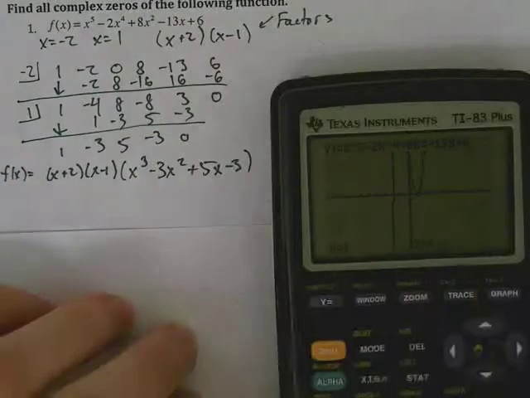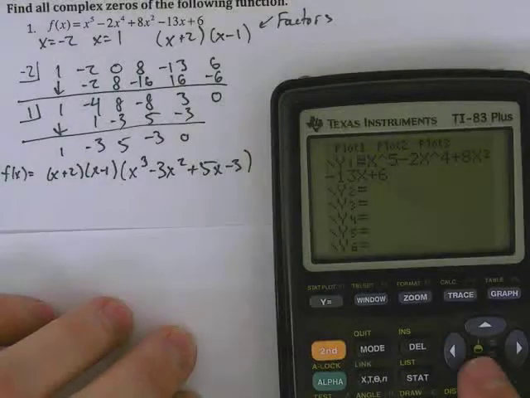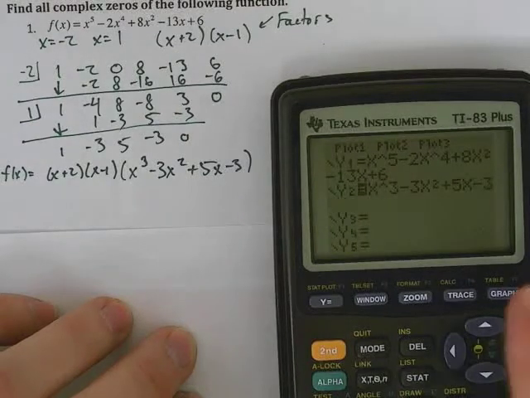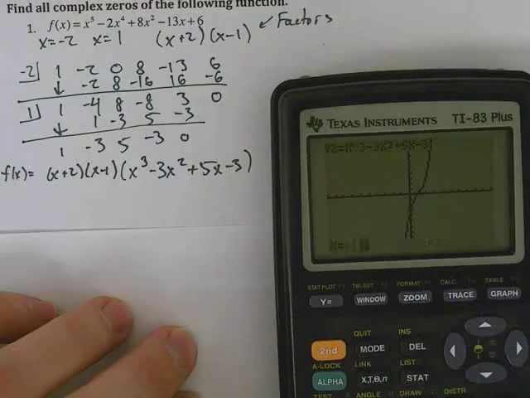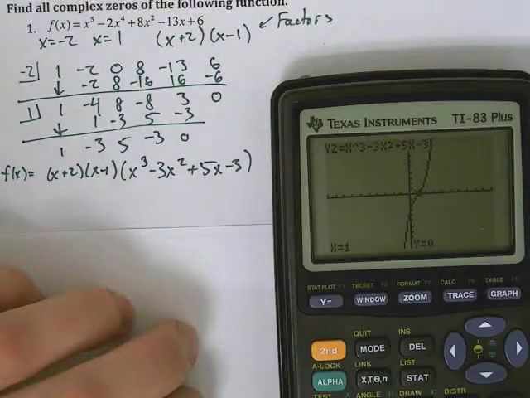We're going to go back to our graph, back to the y equals. I'm going to just turn that one off and then graph a new one here down at the bottom. x to the 3rd minus 3x squared plus 5x minus 3, and take a look at that graph. Okay, it looks like maybe 1 again. Yeah, definitely 1 again. So this one has a 0 at 1 as well.